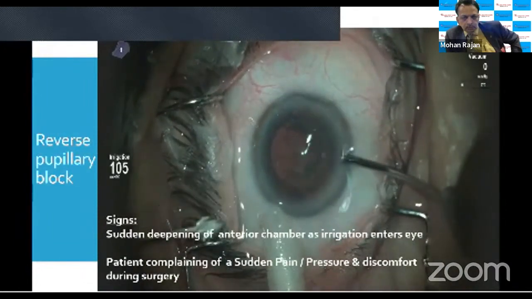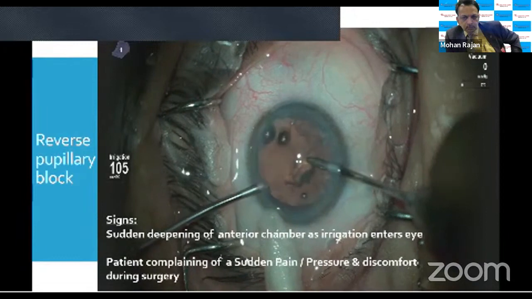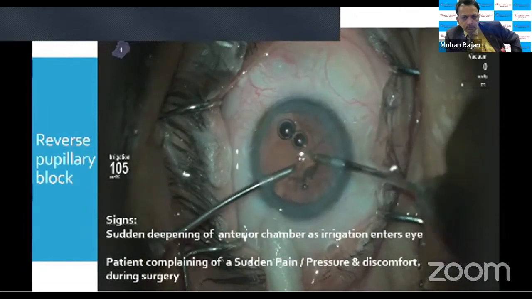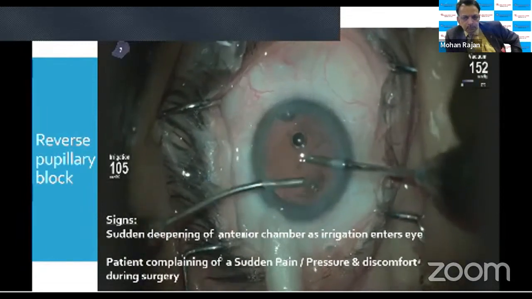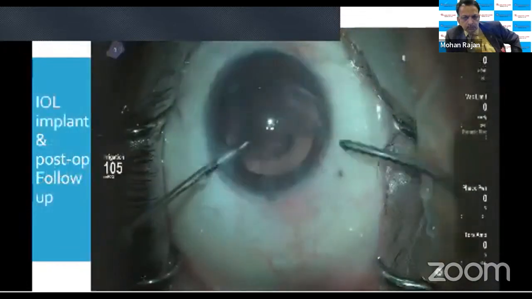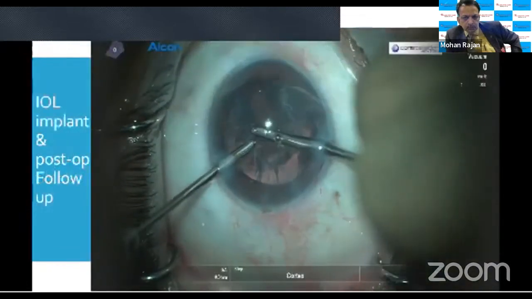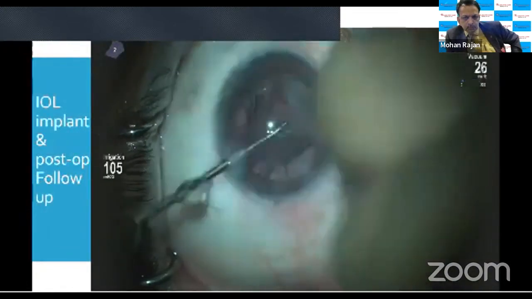Just remember, never enter the eye with irrigation on, operate on low perfusion pressure, and if such a thing happens, just lift the iris with your second instrument and fix the pupillary block, and you can perform your surgery in a normal fashion.